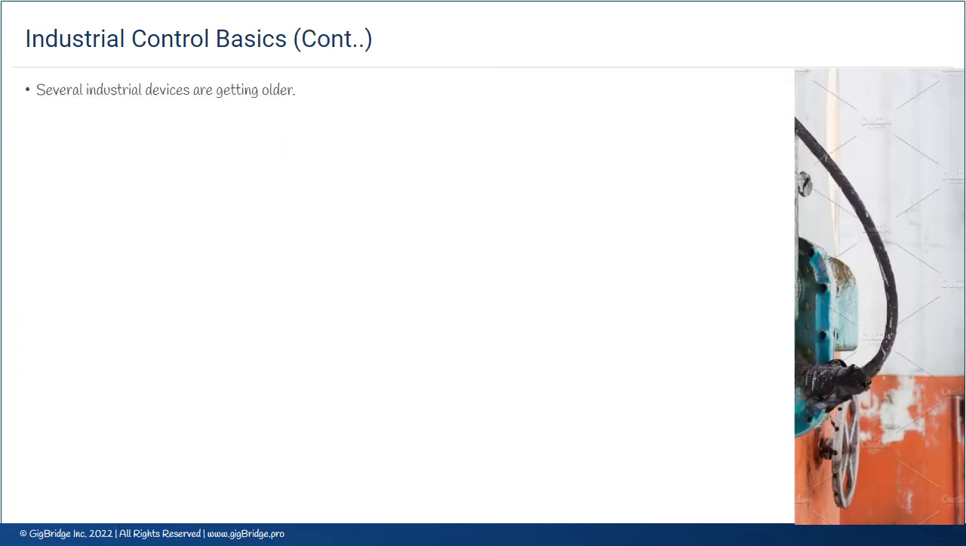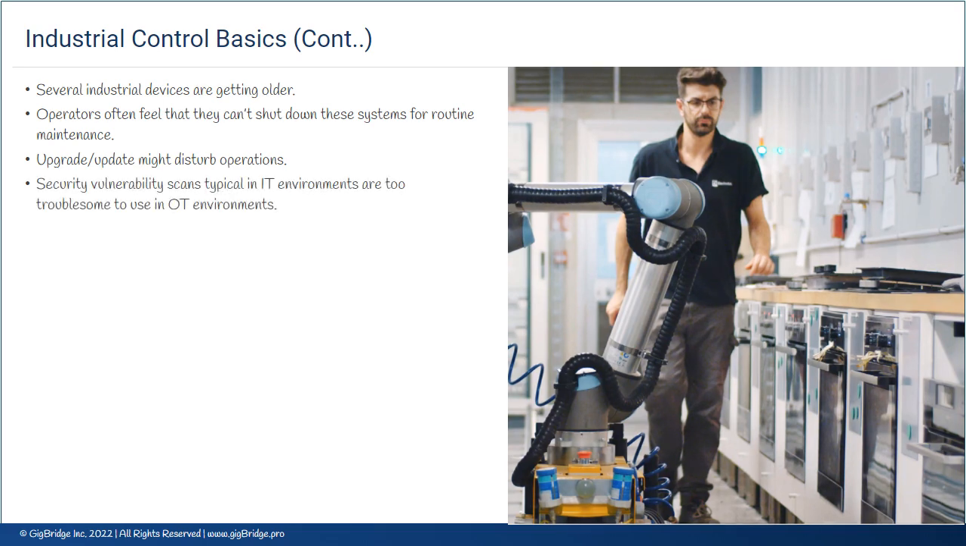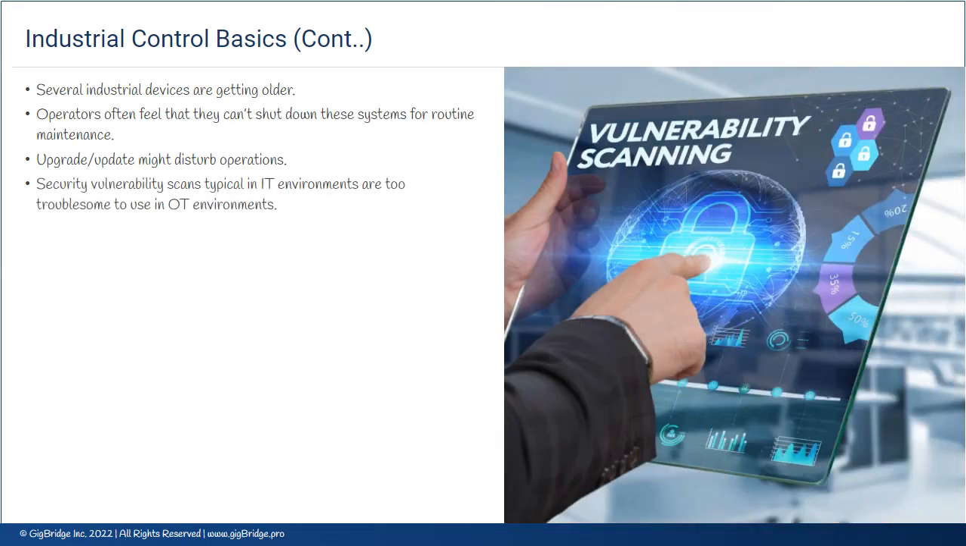Several industrial devices are getting older. Operators often feel that they can't shut down these systems for routine maintenance to enhance security as they are essential for the whole operation of the service or plant. There's also the concern that an upgrade/update might disturb operations. In a few cases, security vulnerability scans, typical in IT environments, are too troublesome to use in OT environments.